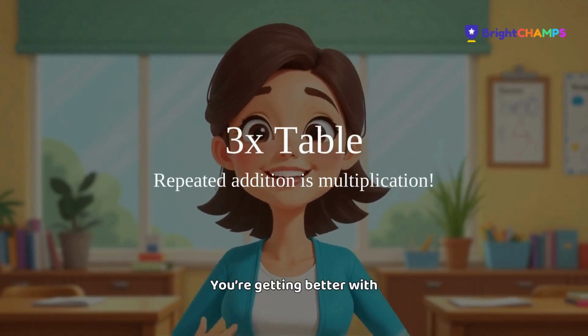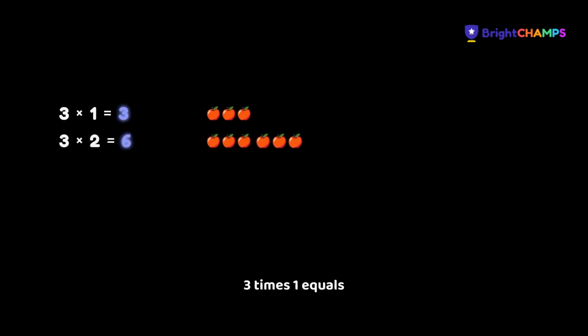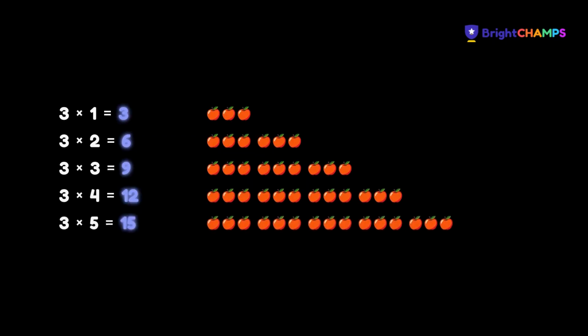Fantastic! You're getting better with every number. Say it with me. 3 times 1 equals 3. 3 times 2 equals 6. 3 times 3 equals 9. 3 times 4 equals 12. 3 times 5 equals 15.